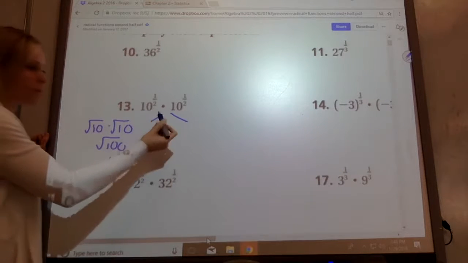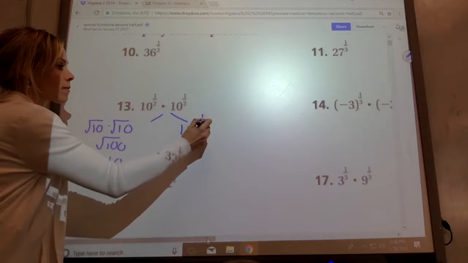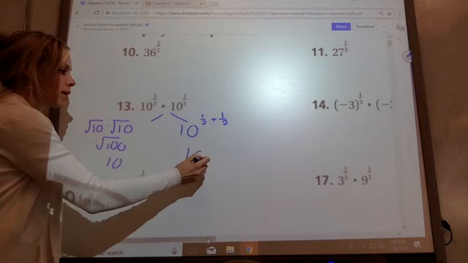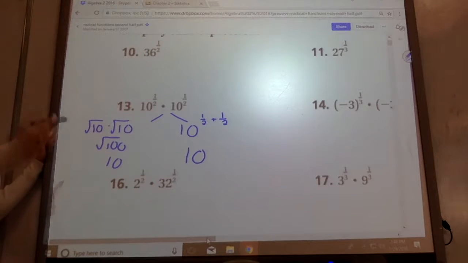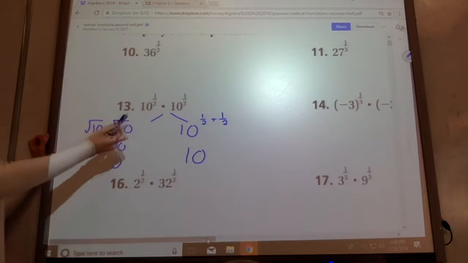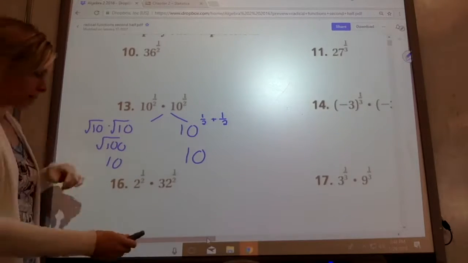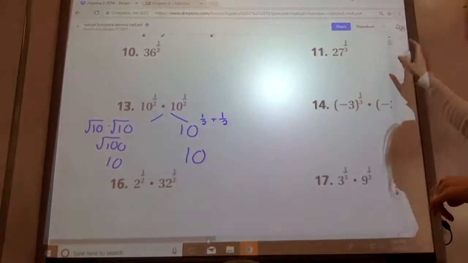Or I can notice that, oh, I have same bases. What do I do with the exponents? You add. 1/2 plus 1/2 is 1, so I get 10 again. Okay, so either way, if you have same indexes and same bases, you can solve either way on that. Okay.